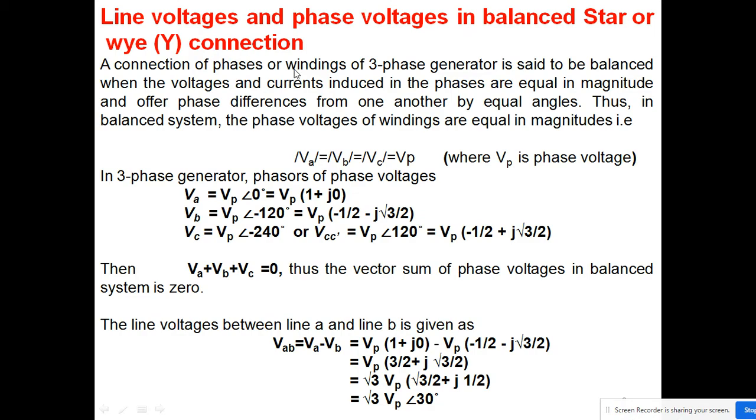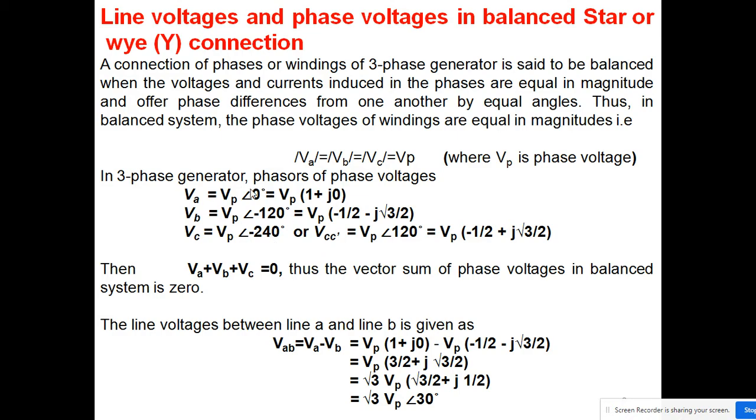Now, line voltage and phase voltage in a balanced star connection. Let me first introduce what is meant by balanced. A connection in phases, or you can say the winding of a three-phase generator, is said to be balanced when the voltage and current induced in each phase are equal in magnitude. It means all three phases have equal voltage in magnitude, or equal current in magnitude. They differ in phase from one another by equal angles. It means here we are getting 120 degrees.